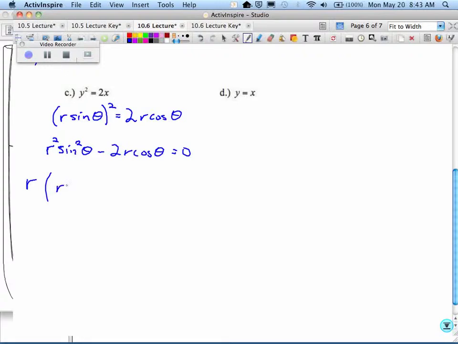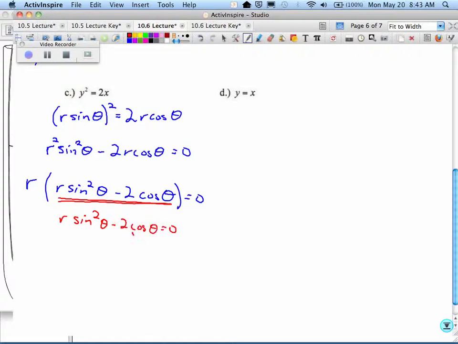Setting this r equal to 0, that doesn't make sense, right? Can't have a circle with radius 0. So really, I just need to set this one equal to 0. So what we're going to do is take this term to the other side and divide by sine squared. So the 2 cosine of theta goes to the other side, and we divide by sine squared of theta.